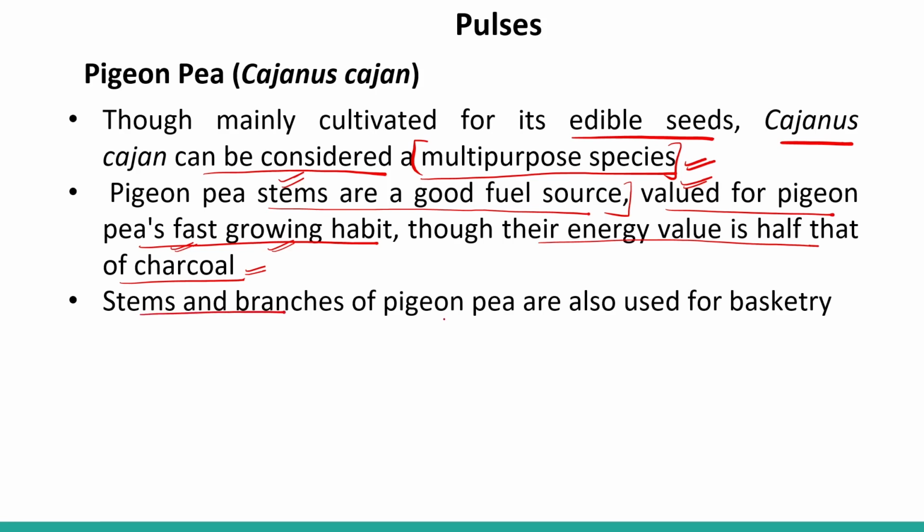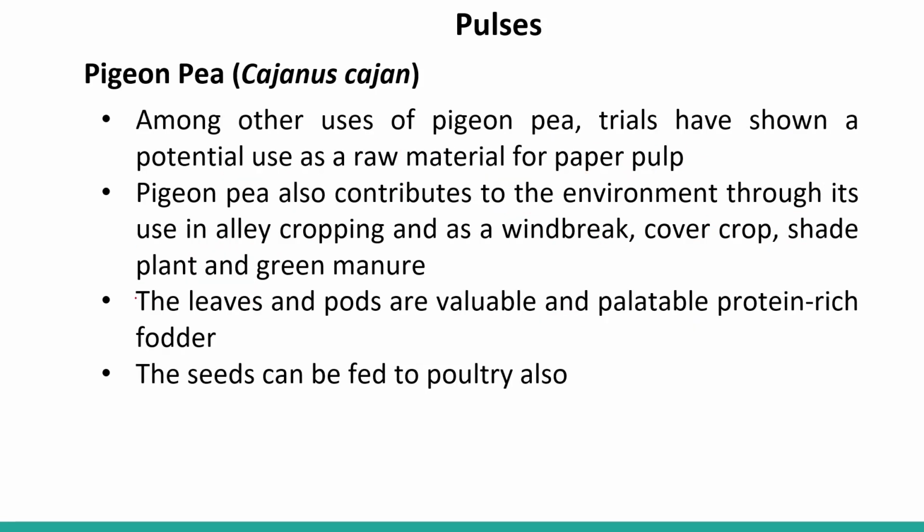Stems and branches of the pigeon pea are also used for making baskets. So this is also one of the important aspects of growing this particular pulse. Among other uses of pigeon pea, trials have shown a potential use as raw material for paper pulp. Some trials have been done to use its stem fibers to make paper pulp.